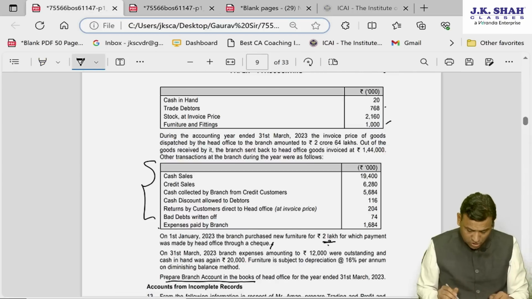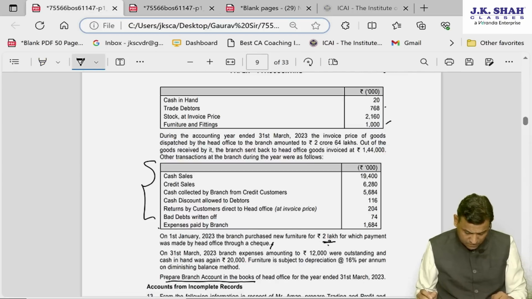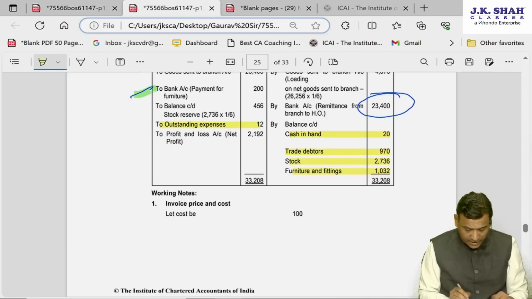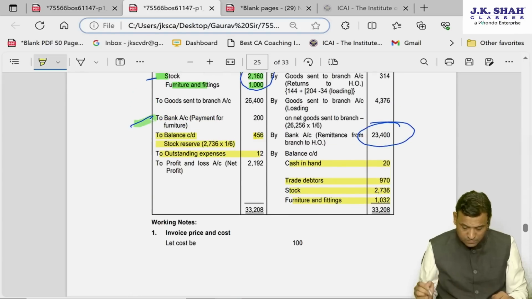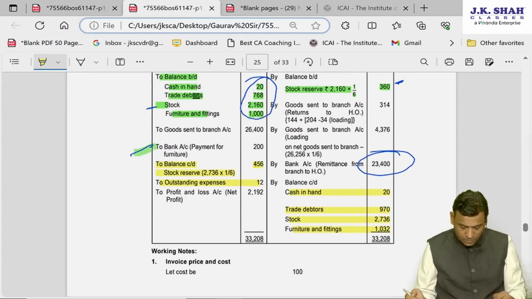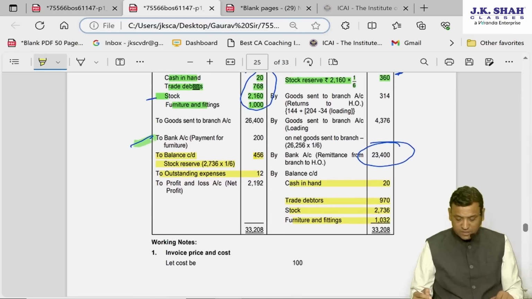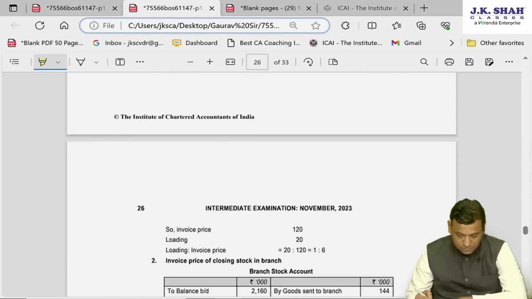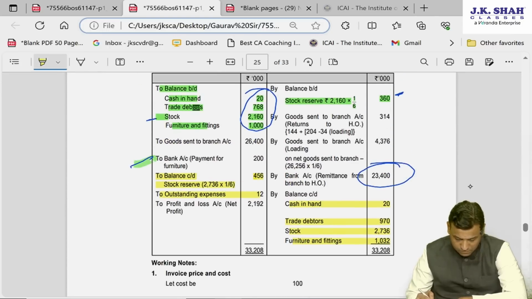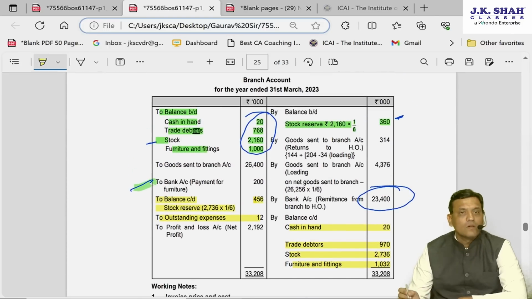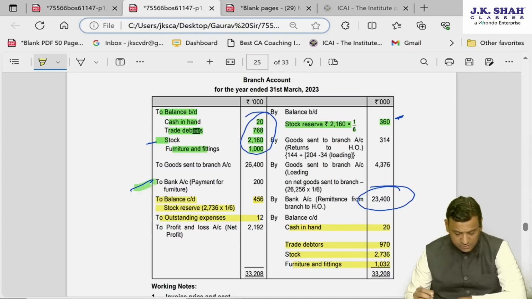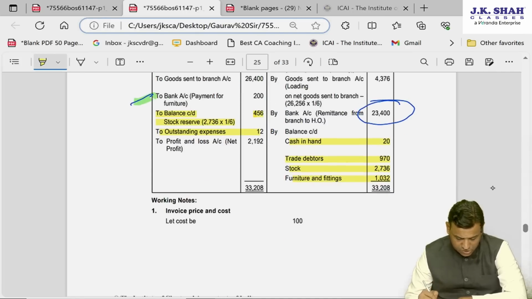And then the question also talks about some outstanding expenses. 12,000 is outstanding. So branch liability is there, and closing balance of my stock reserve. Okay friends, so very simple, nothing big in this. Let me proceed further. Okay, you may just look at the solution.